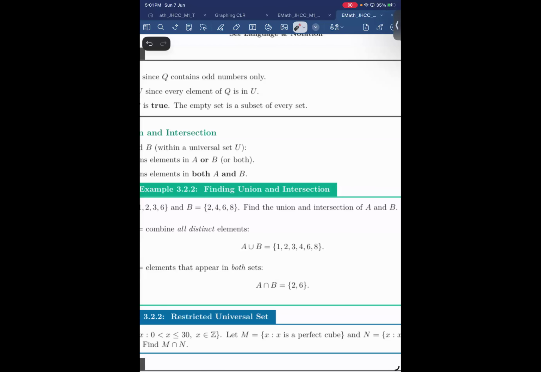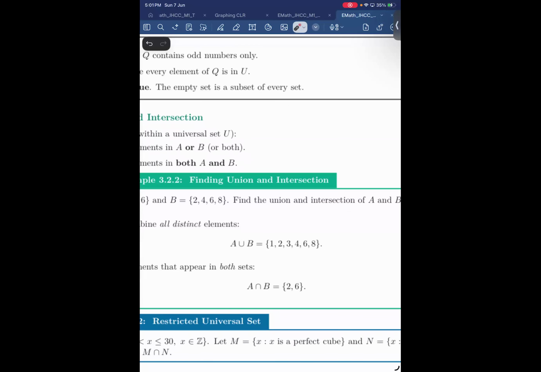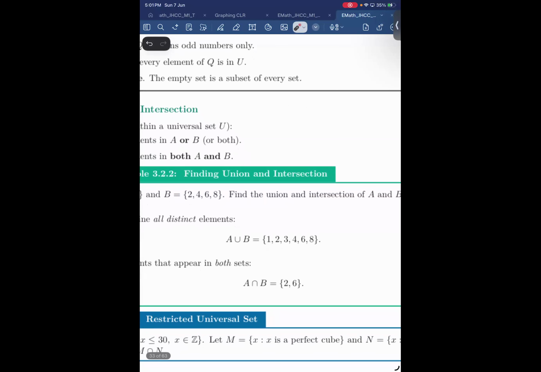Any question about this? Then you can try this example. Earlier, all the sets we listed out like 1, 2, 3, 4, 5. In this example you use words to describe it. That's another way to do it as well. The universal set is basically the big picture, then M and N are both inside it. If the universal set says I want numbers from 0 to 30, then M says X is a perfect cube, which means X must be between 0 and 30 also. Give this question a try.